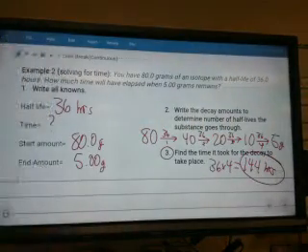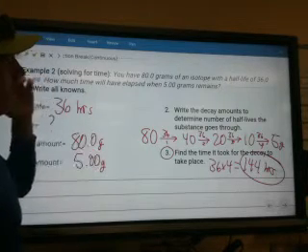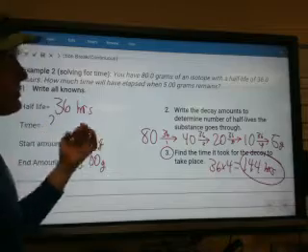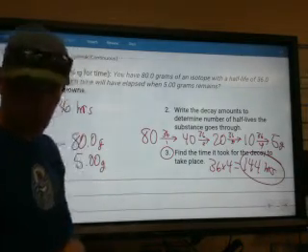Okay, so the time that it would take for this isotope that you start with 80 grams, end up with 5 grams, and has a half-life of 36 hours, it's going to take 144 hours to get to that point. Okay?